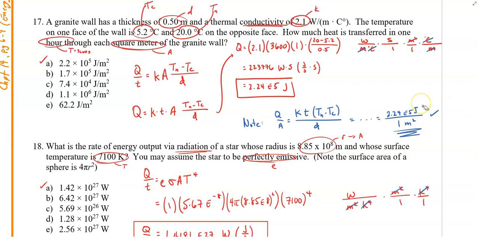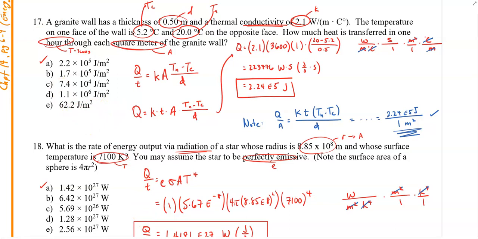And again, we would have obtained our joules per square meter as our unit of measure there too. So for 17, I like A as an answer. Just read through everything carefully, identify the proper components, and substitute in the heat transfer equation that's provided to us.